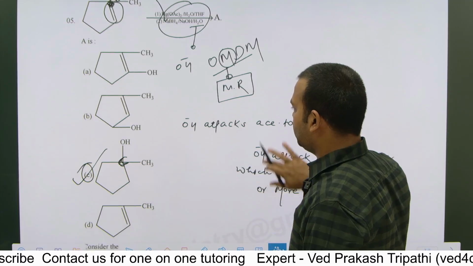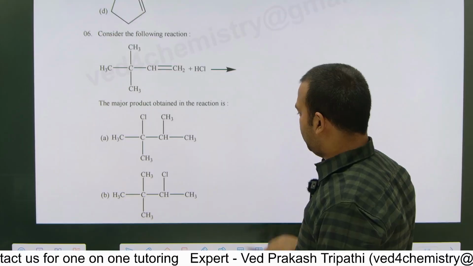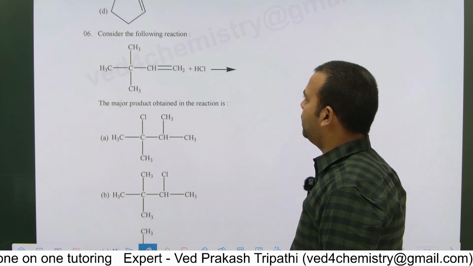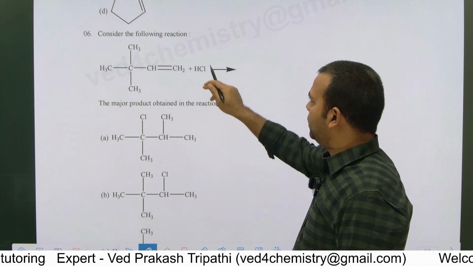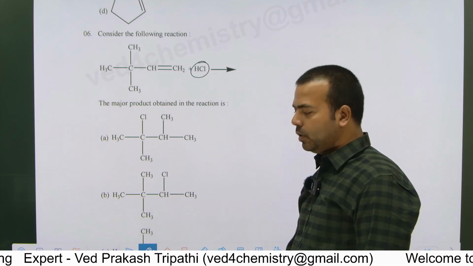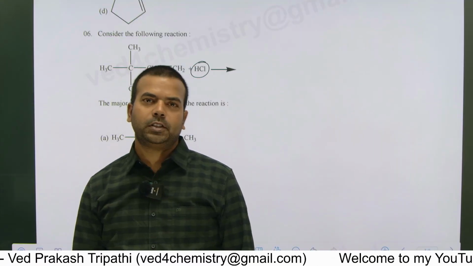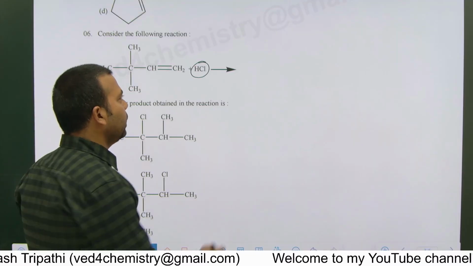Now the next is number 6. Consider the following reaction. We have this alkene and it is treated with HCl. So a couple of questions from here. The very first question is, what kind of reaction is this? So this is electrophilic addition.